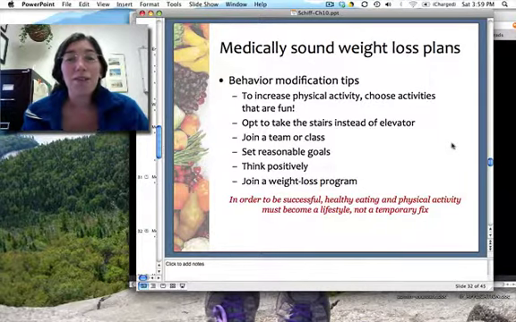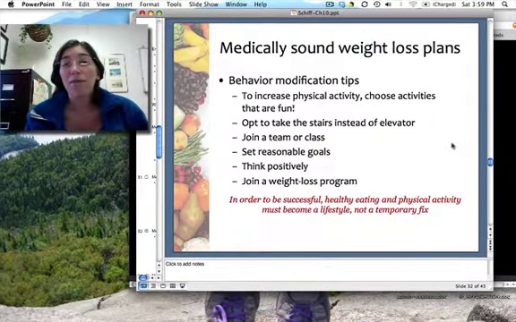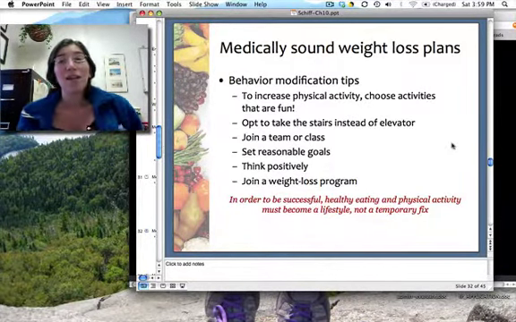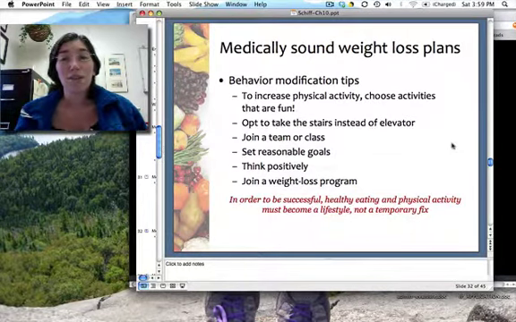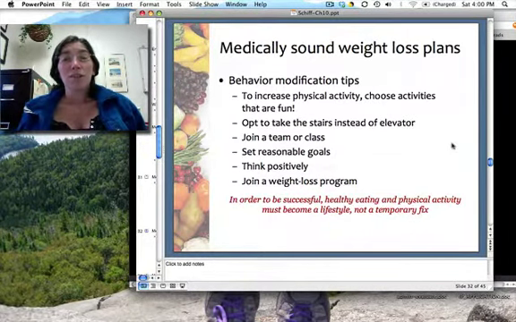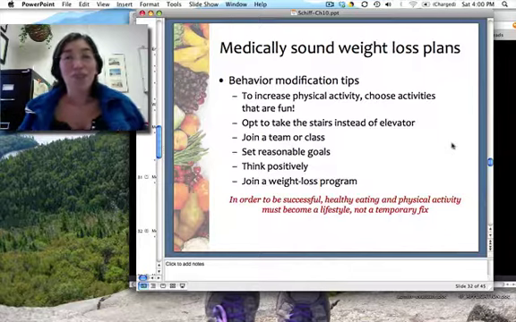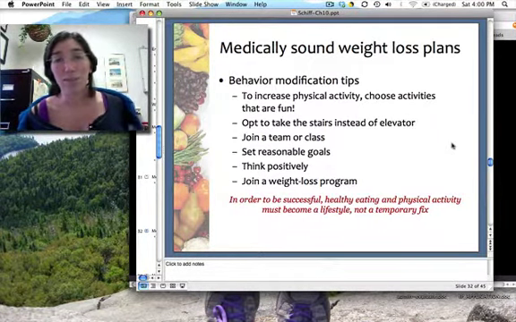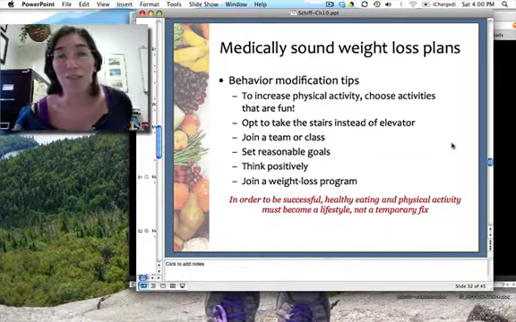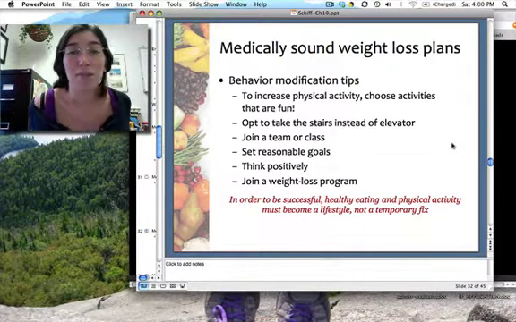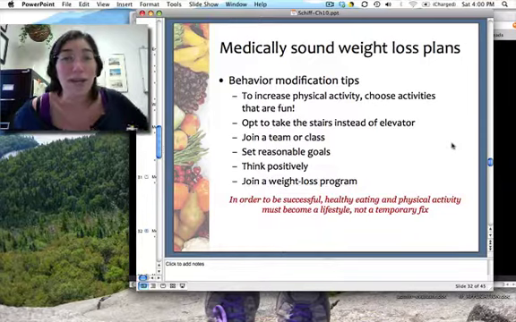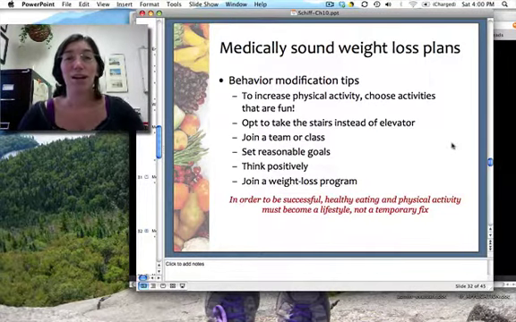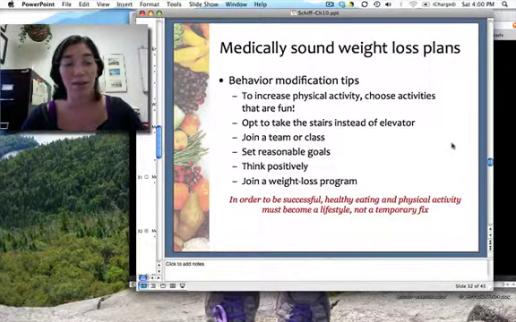Some behavior modification tips that revolve around physical activity: when it comes to choosing physical activity, you want to choose something that is fun, that you enjoy doing, because you don't want physical activity to be a chore. It shouldn't be. Exercise doesn't have to be a chore. It can be fun. It can be something that makes you feel really good, and should be. And in order for you to have a physical activity regimen that you actually stick to, you're going to have to enjoy it. So choose things that are fun.